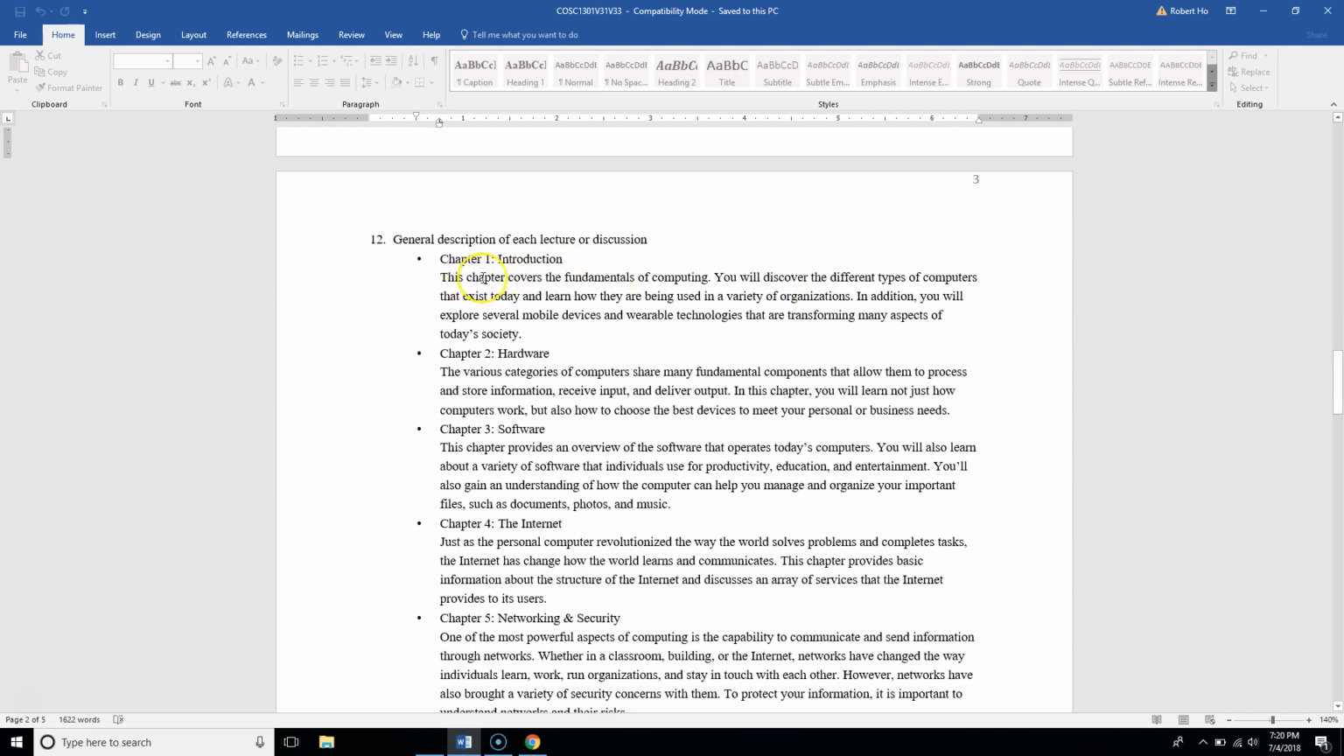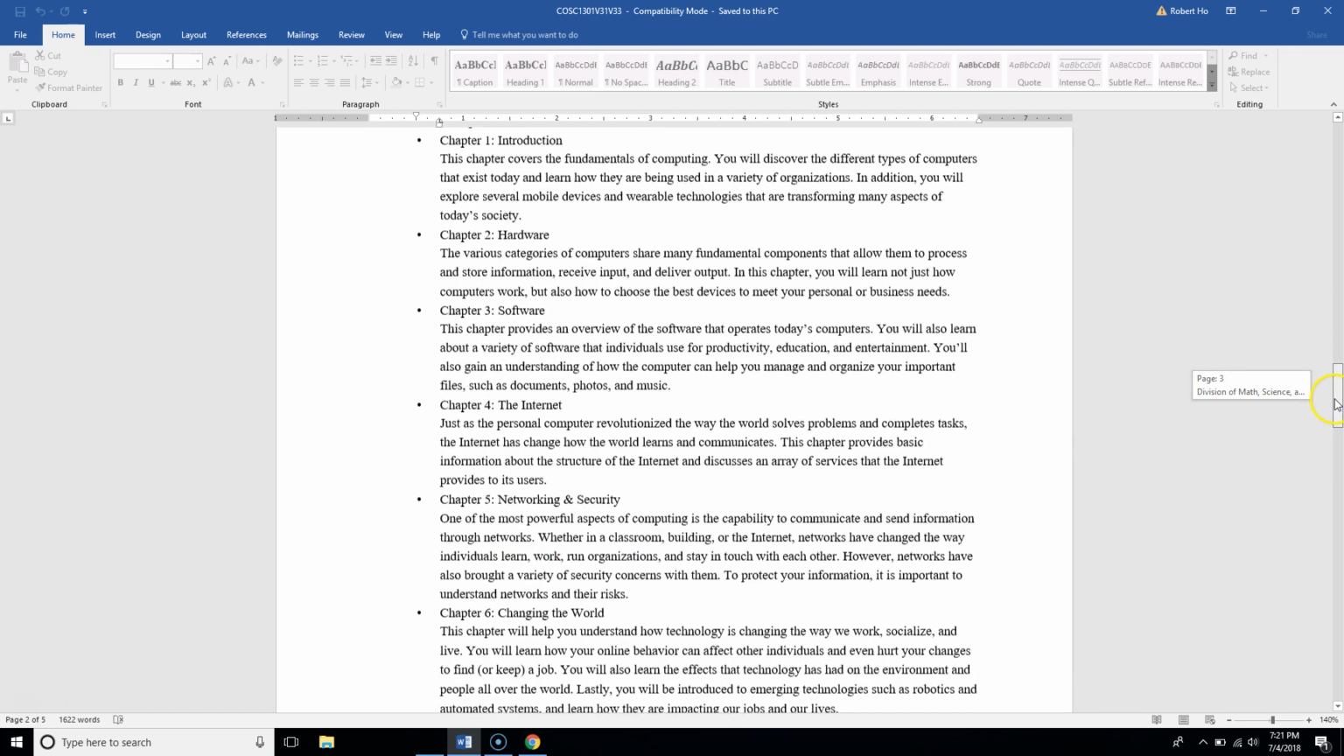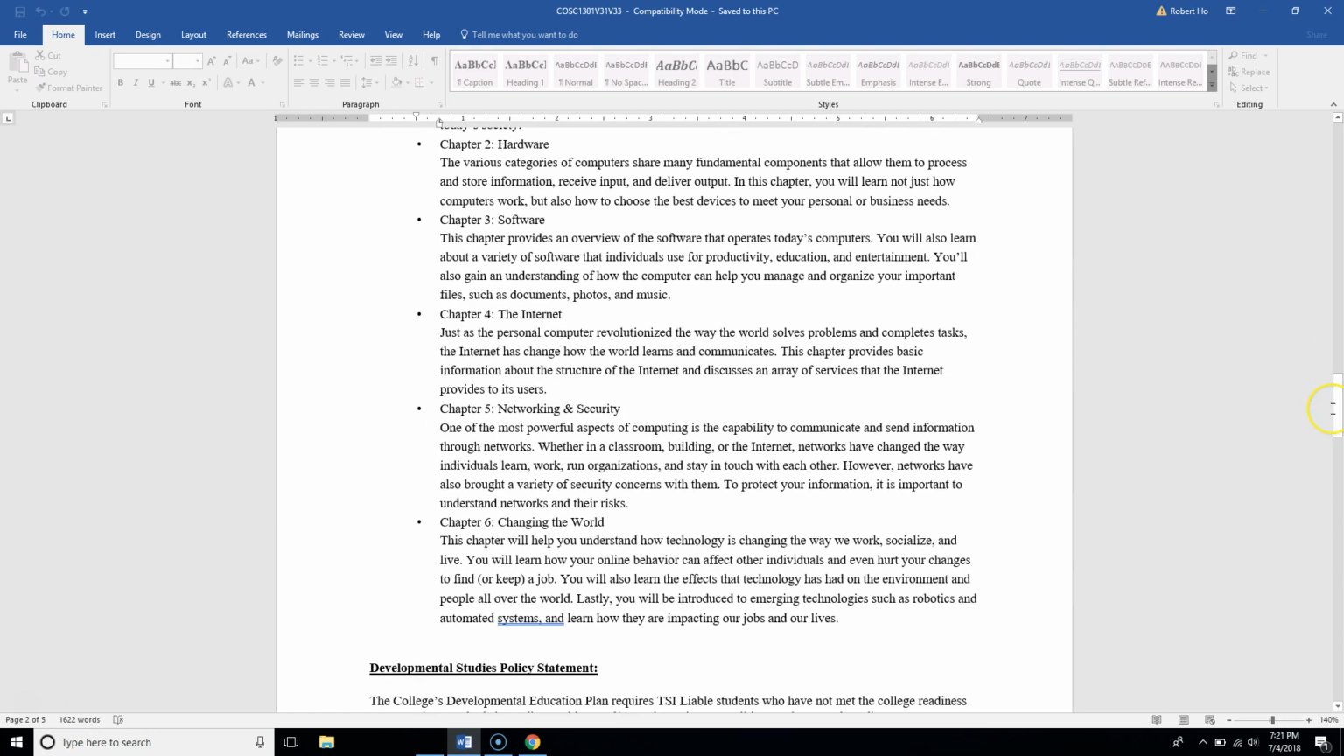Chapter 1 is an introduction about computer basics. Chapter 2, hardware. Chapter 3, software. Chapter 4, internet. And chapter 5, network and security. Then the last one is chapter 6, which is changing the world. Okay.